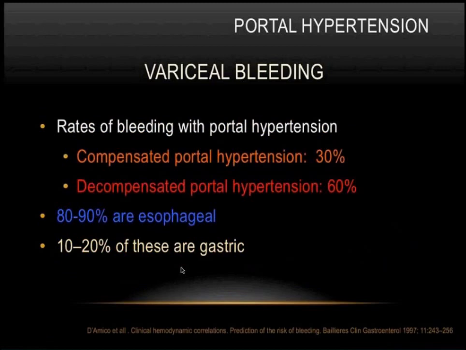So which patients are going to bleed? If you see a patient with decompensated portal hypertension, are they going to bleed? Yes or no? That's the question, and that's why we were talking about compensated versus decompensated portal hypertension. A patient with compensated portal hypertension has a 30% chance of bleeding. If they have decompensated portal hypertension, it's double, 60%. The vast majority of them are going to be gastroesophageal varices. Only 20% are going to be isolated gastric varices, or have a mix of both.